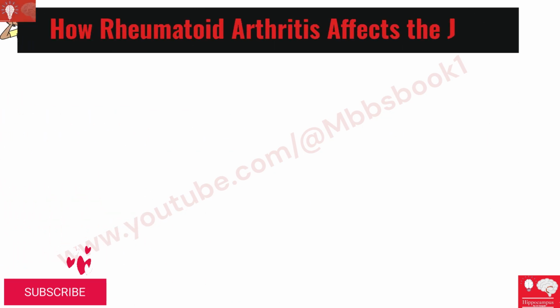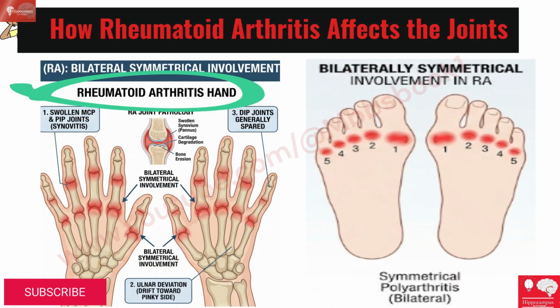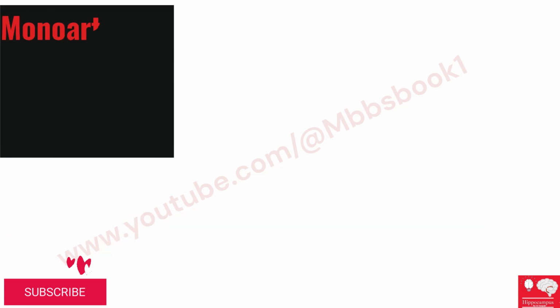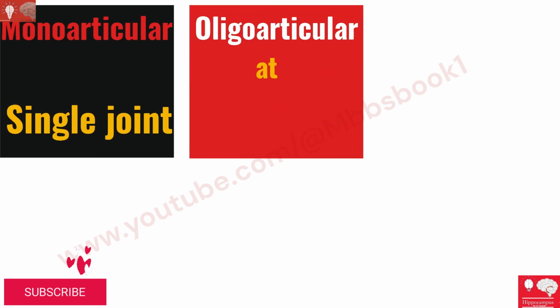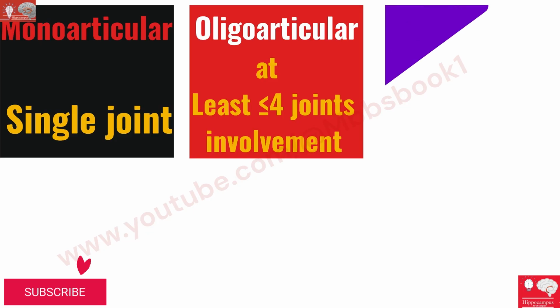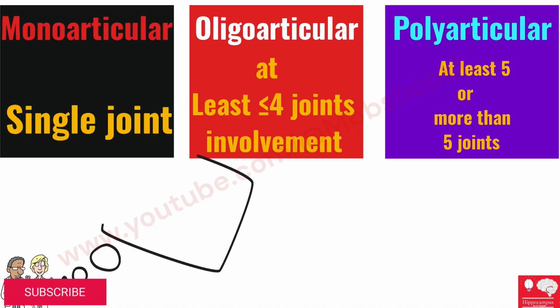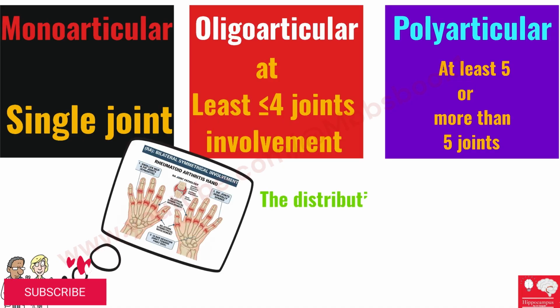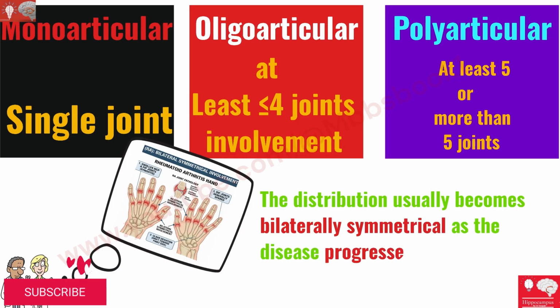Pattern of joint involvement. The earliest involved joints are typically the small joints of the hands and feet. The initial pattern of joint involvement may present as monoarticular, involving a single joint; oligoarticular, involving 4 or fewer joints; or polyarticular, involving 5 or more joints. Regardless of the initial pattern, the distribution usually becomes bilaterally symmetrical as the disease progresses.